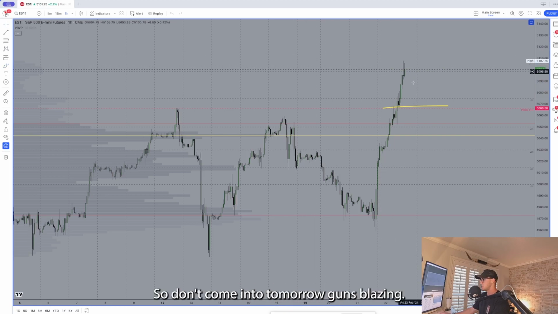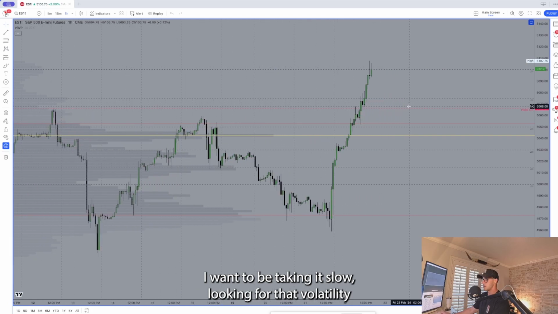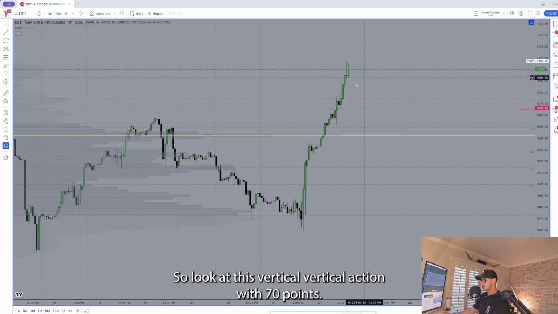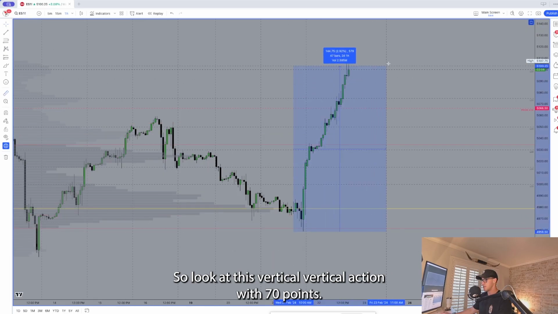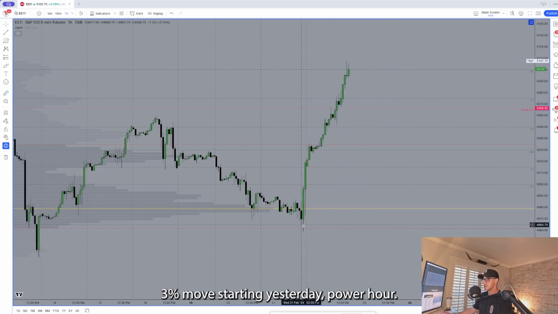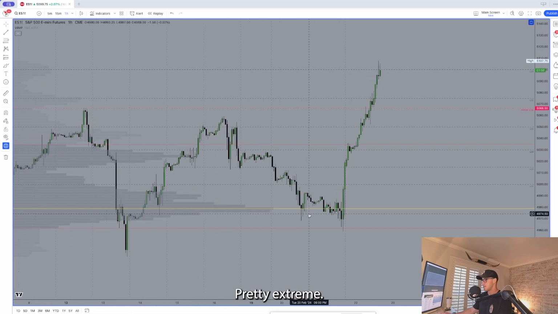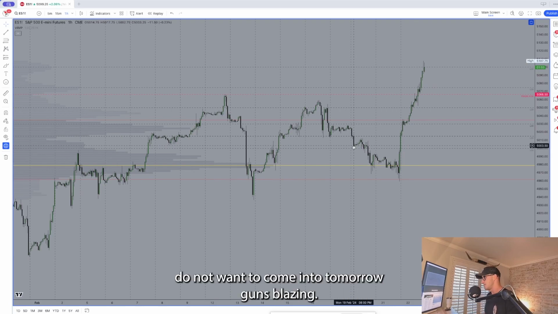So don't come into tomorrow guns blazing. You want to be taking it slow, looking for that volatility contraction type of move. So look at this vertical action. Let's see how many points this is. About 150 points, right? 3% move starting yesterday power hour. So pretty extreme. Time for a breather. So if you've had a good week, definitely do not want to come into tomorrow guns blazing.